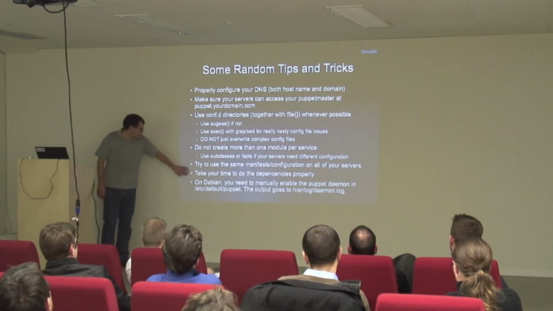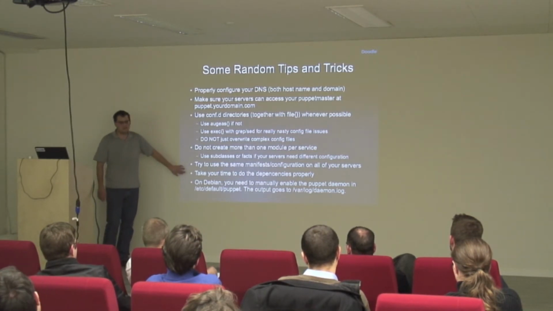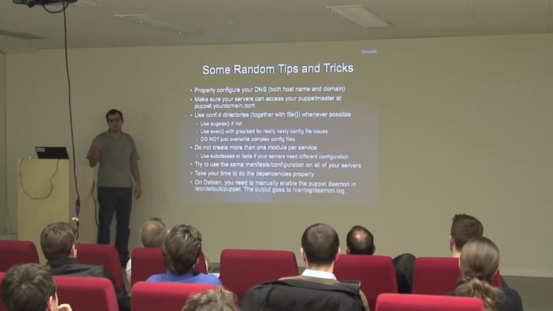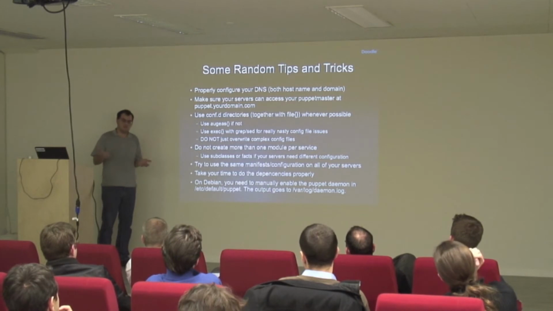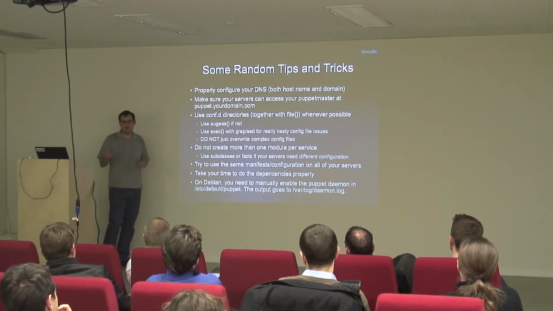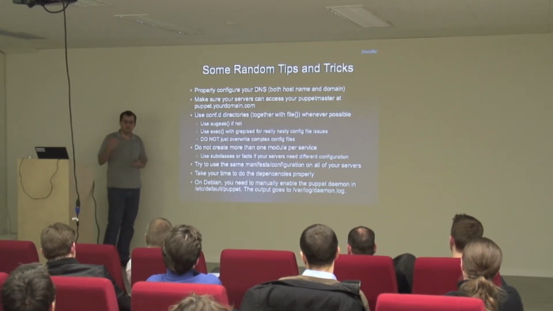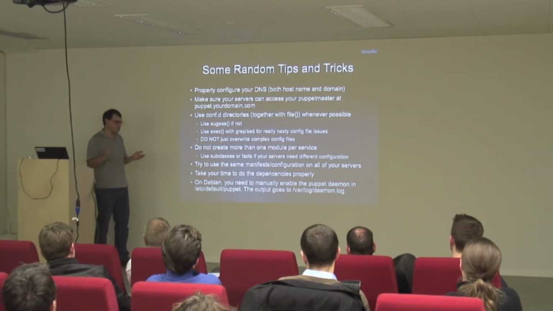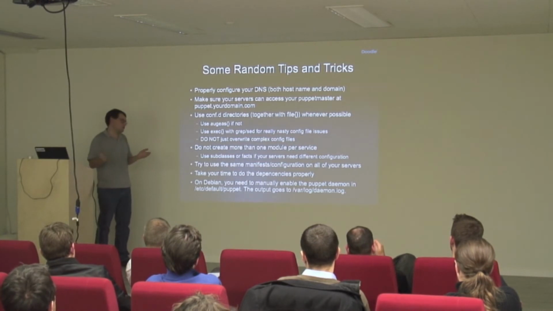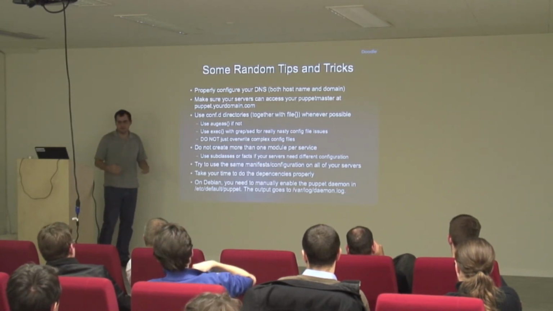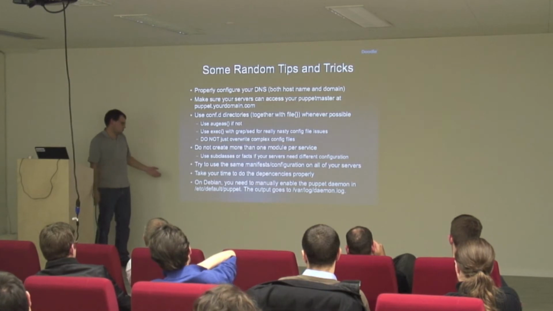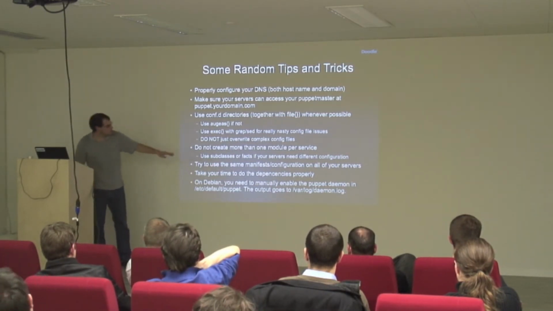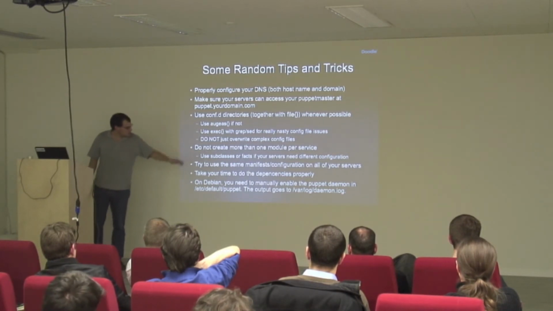Puppet has some features to resolve dependencies that are missing. So if some rule fails, Puppet just basically assumes that this is due to a missing dependency, and it will try to re-execute that rule later. But still, it's kind of hard to debug and hard to see what's going on if your Puppet log is full of errors. So you had better do the dependencies properly. And just a tip for Debian users, you need to enable Puppet first.